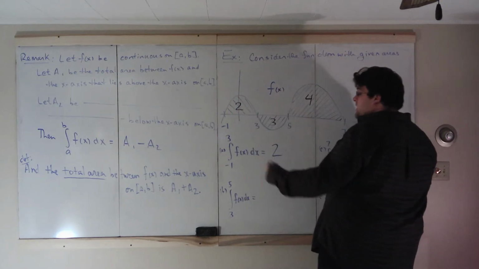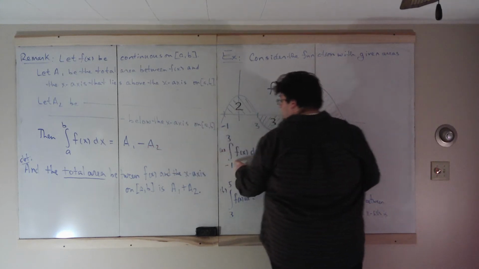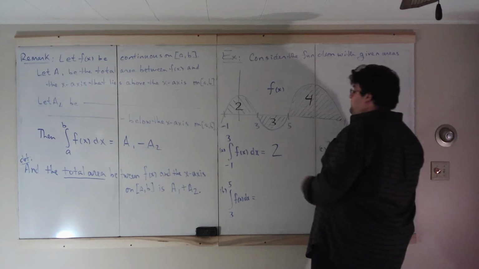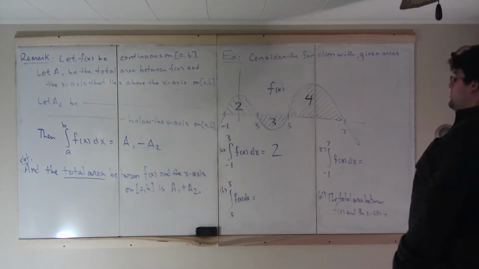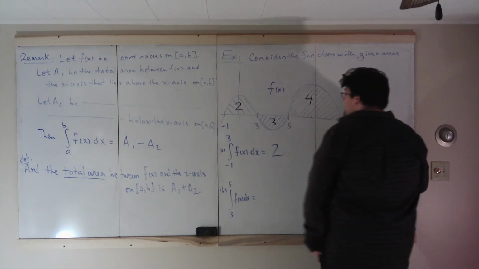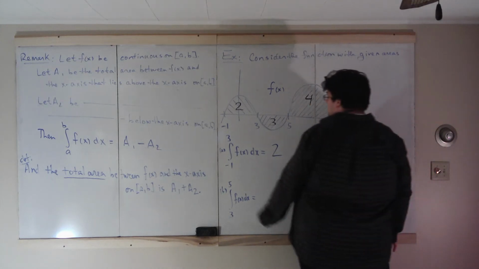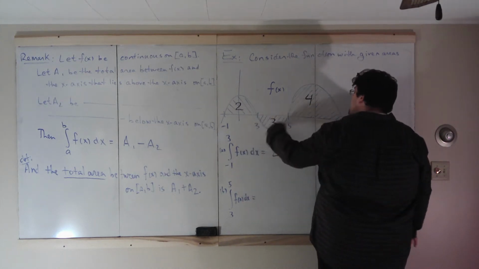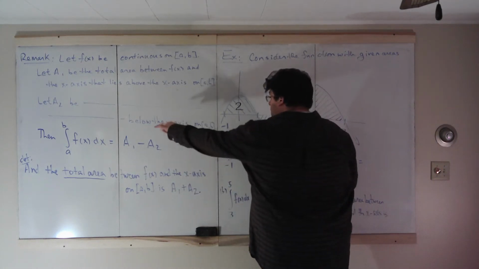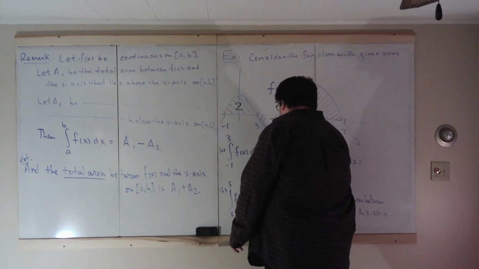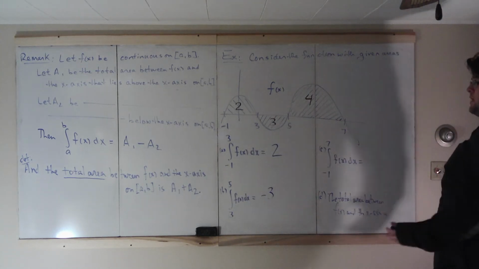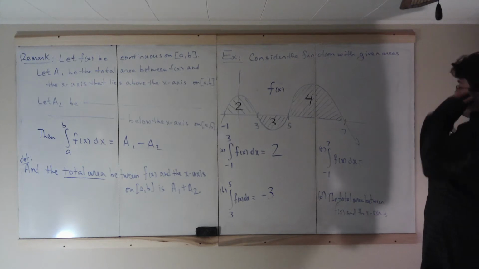So in this case, a1 on this interval is 2, and a2 is 0. 2 minus 0 is 2. Next, 3 to 5. The integral from 3 to 5 of f of x with respect to x. Well, on 3 to 5, all we have is this piece below the x-axis. So a1 on 3 to 5 is 0. a2 on 3 to 5 is 3. And 0 minus 3 is -3.